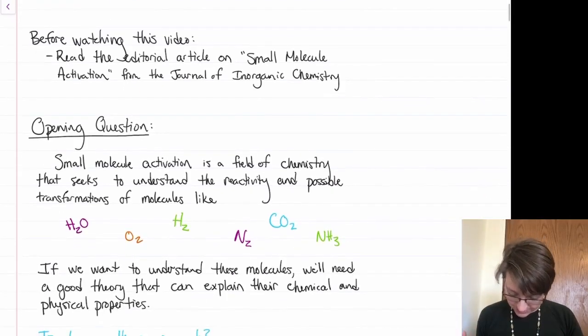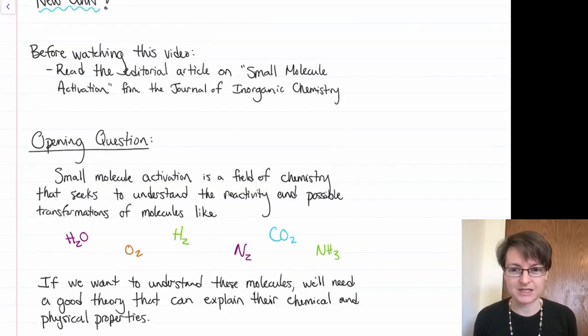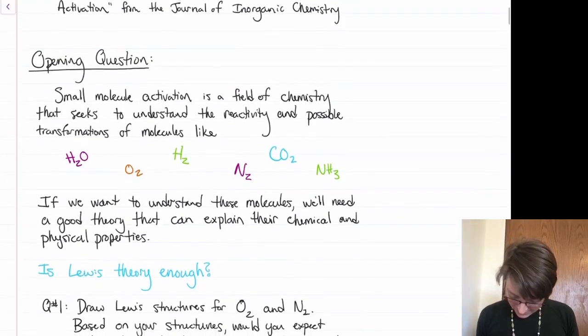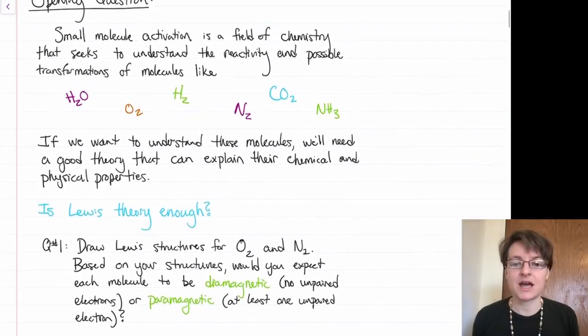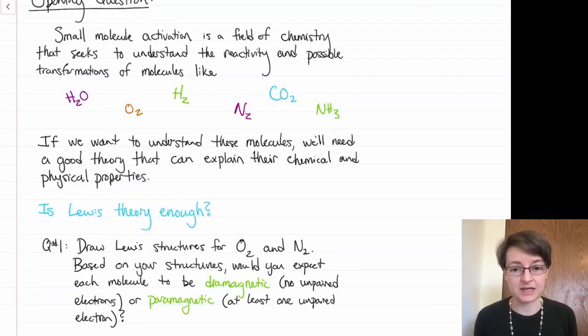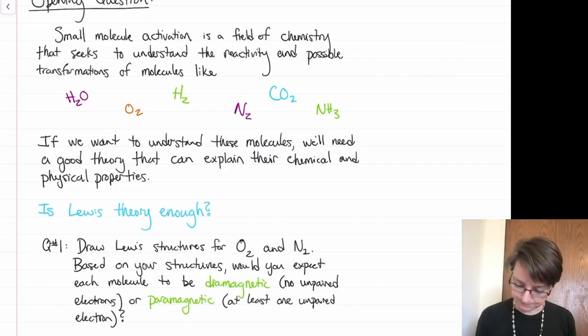Well, if we want to understand these molecules, we're going to need a good theory that explains their chemical and physical properties. So in G-Chem and in O-Chem, we spent so much time trying to understand Lewis theory that this should be our first go-to. Is Lewis theory going to be enough for us to understand the behavior of these molecules? If so, great, we're done. If not, we're going to need to develop a more substantial, more wave function or Schrodinger equation-based approach to understanding these systems.